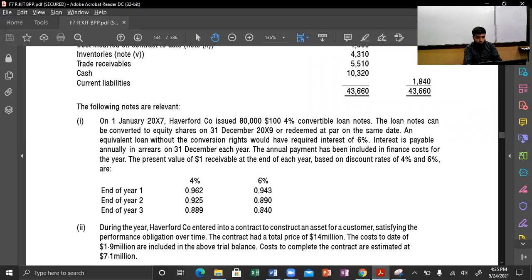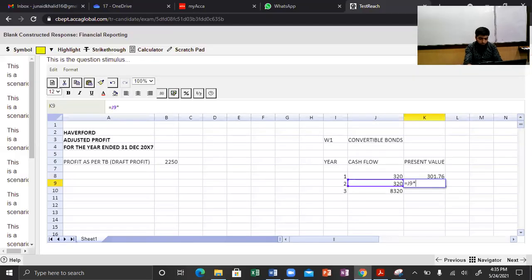And the same goes for this. The discount factor for year two is 0.890, and multiply by it. For year three the discount factor is 0.840. So this is the present value. Let's total this one. Let's have a sum of it. So the sum is 7575.836.